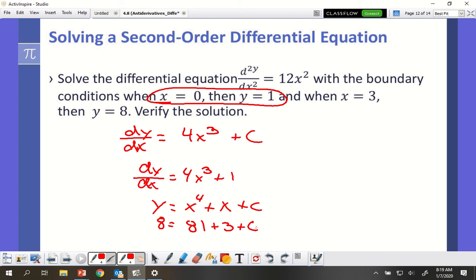So what's the c? C is negative 76. Oh no, because it's going to be 84 and then you subtract that from the 8, so then it's negative 76. Negative 76? Okay. So, my function y is equal to x to the 4 plus x minus 76.